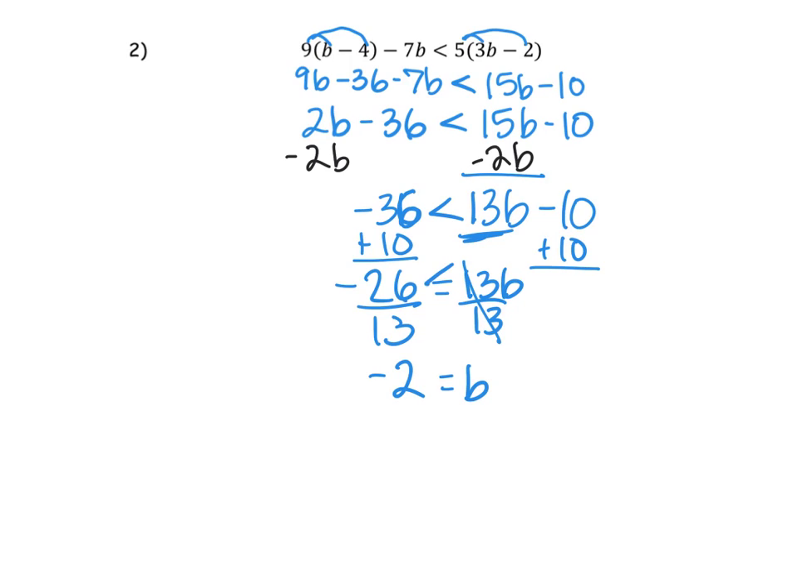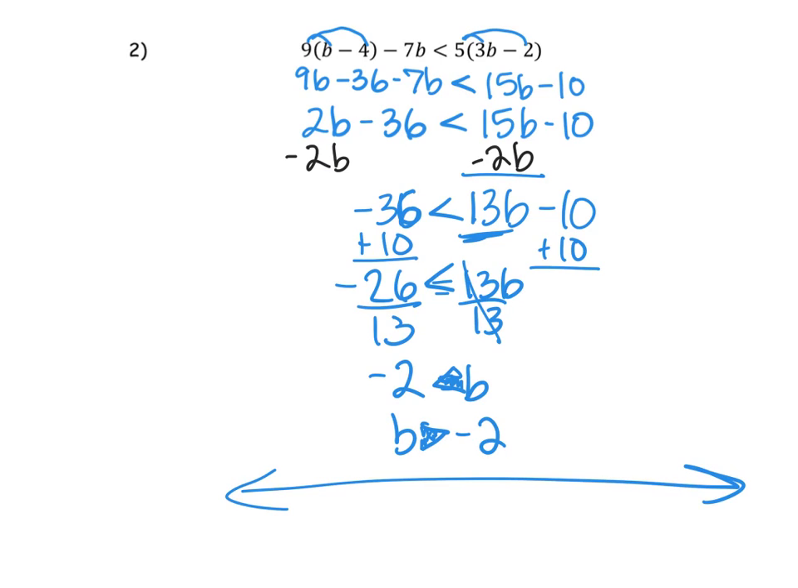I'm sorry. Remember, if the alligator is eating the b, if I switch it, it still needs to eat the b. Mark your 0, mark your negative 2. B is greater than negative 2, open circle, shading to the right. Perfect.